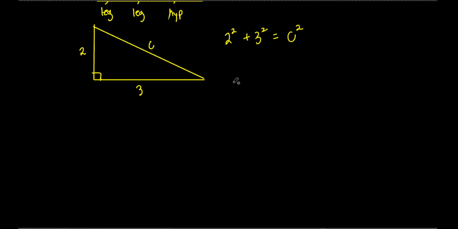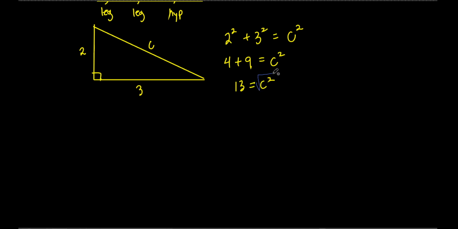So let's do this. What do we get? What's 2 squared? 4. Plus, what's 3 squared? It's not 6. It's 9. It's multiplied by itself. 3 times 3. That's a 9. And that equals what? C squared. 4 and 9 is 13. That equals c squared. Now, what do I do to get c by itself? So this side right here is not 13. Okay? How do I get rid of that squared?